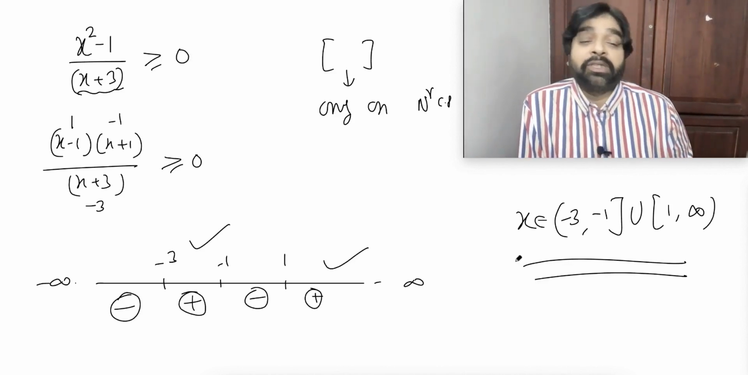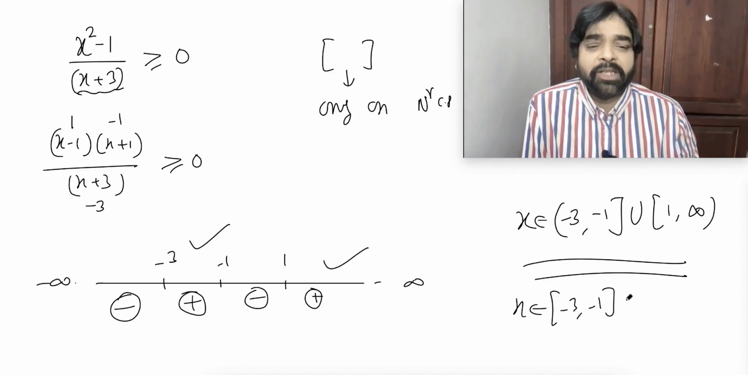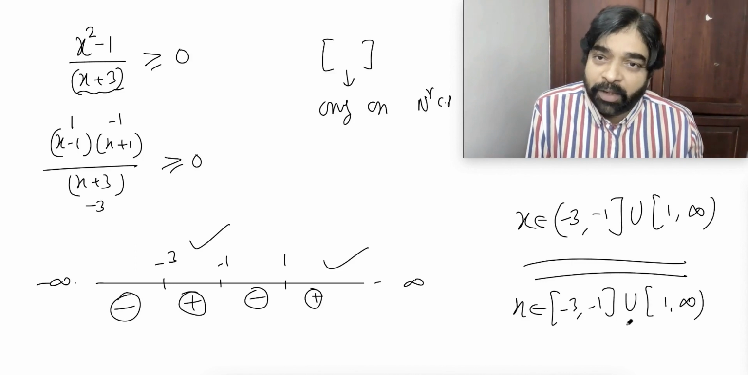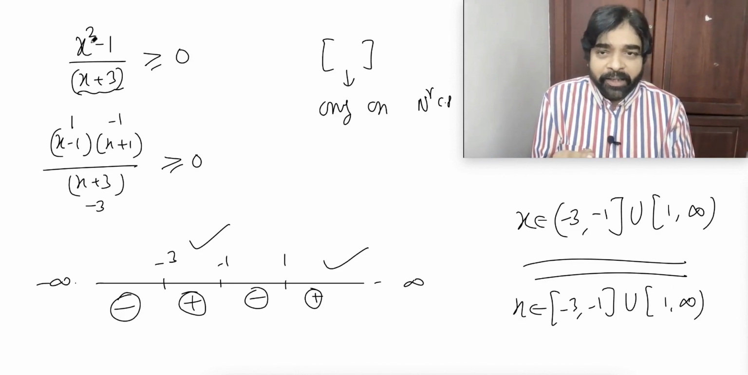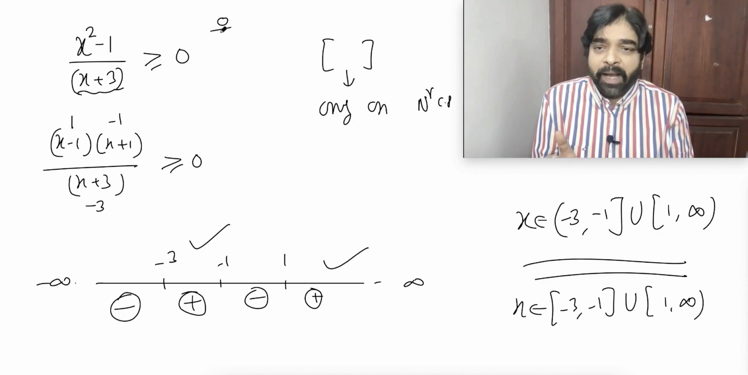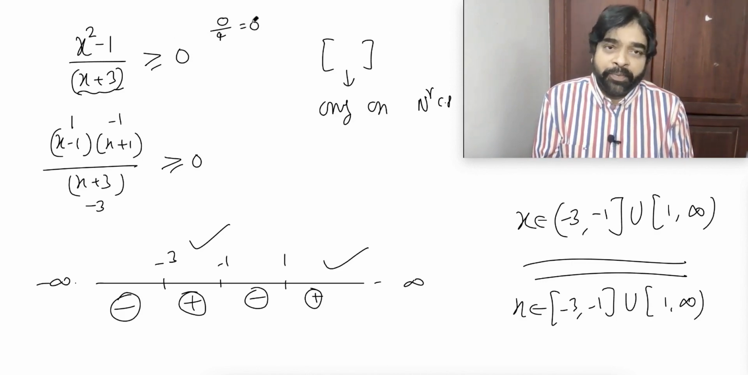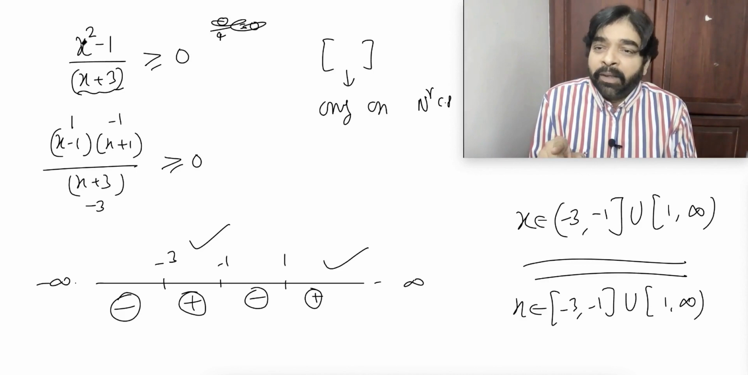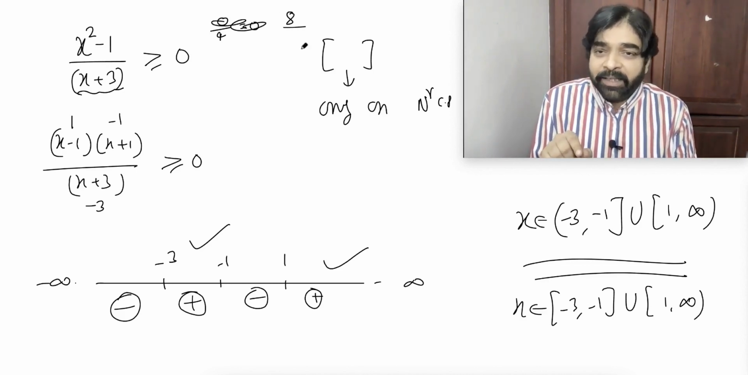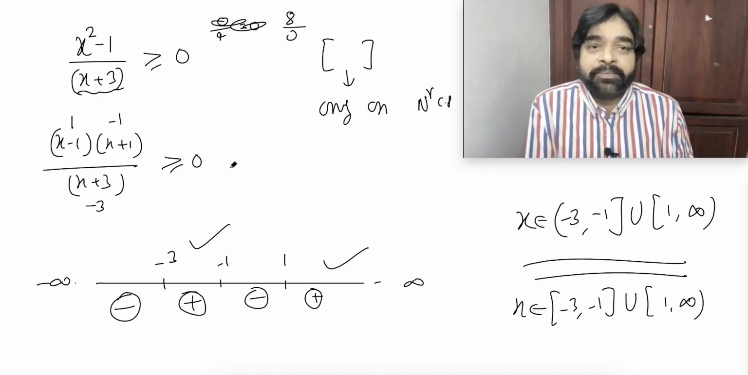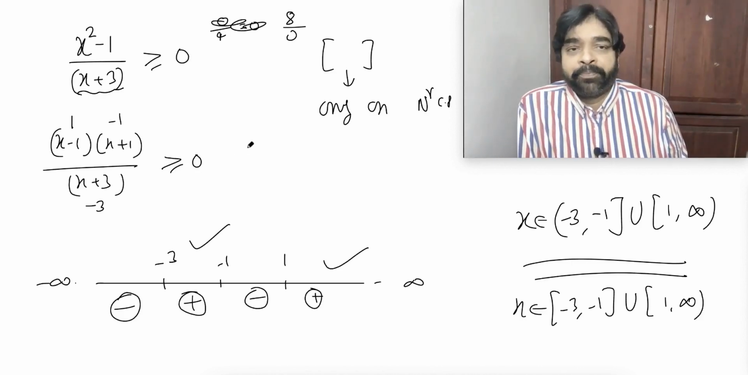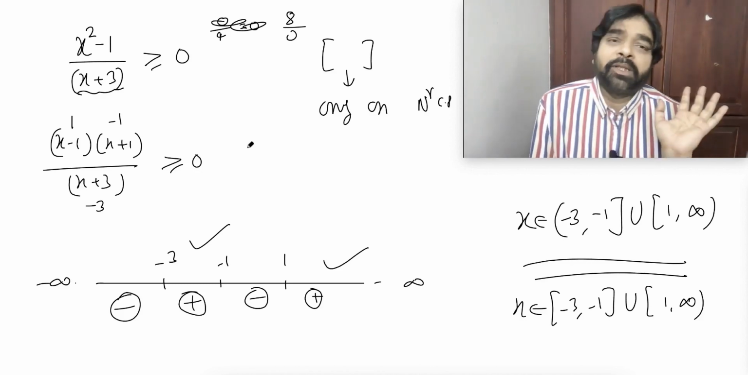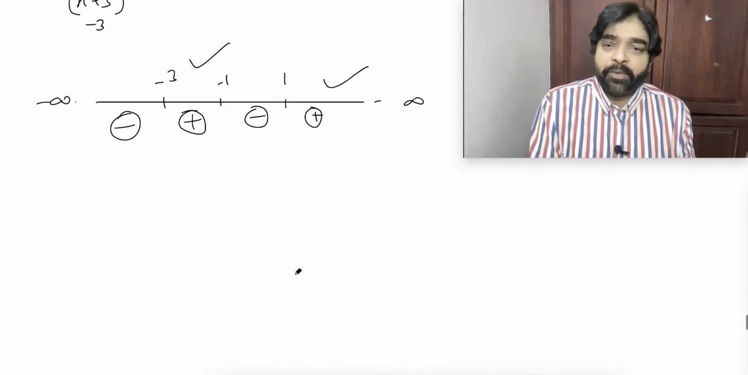Why never closed? Suppose you say, sir, why not write it this way? What is the problem? Let's see what the problem is. X equal to 1, why did you include 1? Because if I put x equal to 1 here, what do you get on the left side? 1 minus 1, 0 by 4, equals 0. So it satisfies the condition. Minus 1 also satisfies. But if you put minus 3 here, you know what will happen? Minus 3 whole square, 9 minus 1, 8 by 0. And 8 by 0, you cannot say is greater than 0. Have you understood? So the denominator's critical point will always be open. This is the only change you have to make. Now, whatever the question is, we can do it. Let's see a few questions. You will solve, I will not solve.